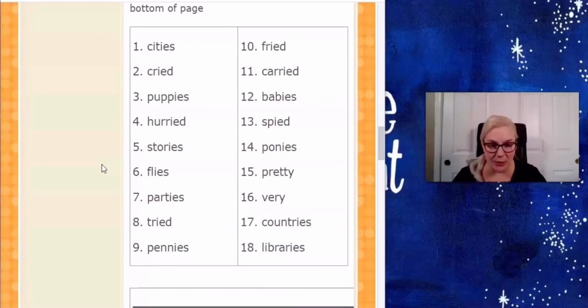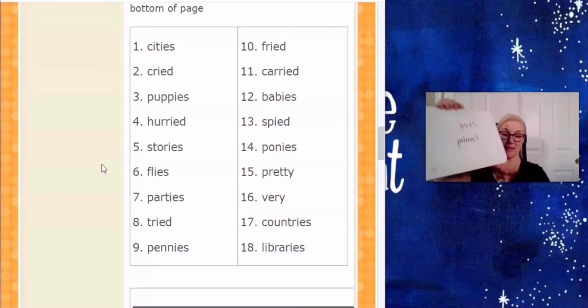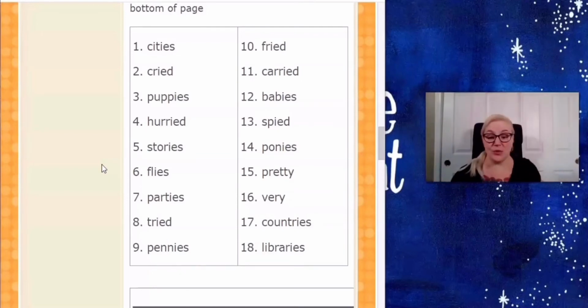So right now, every single one of our spelling words has a root word. Countries. Country is the singular word of countries. Okay, so you drop the Y and you add I-E-S.